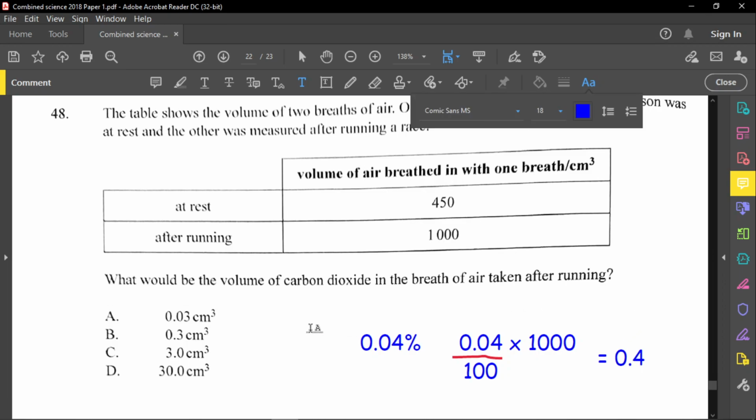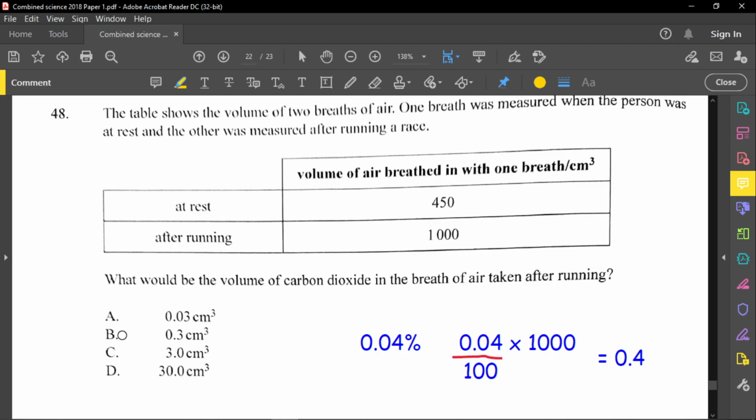However, all these answers are not 0.4. But again, this is the approximate percentage. So anywhere from 0.04 to 0.3 is also correct. So the answer here will be B, because again, it is an approximate percentage, but they use 0.03 as the percentage of carbon dioxide. So B is our correct answer.